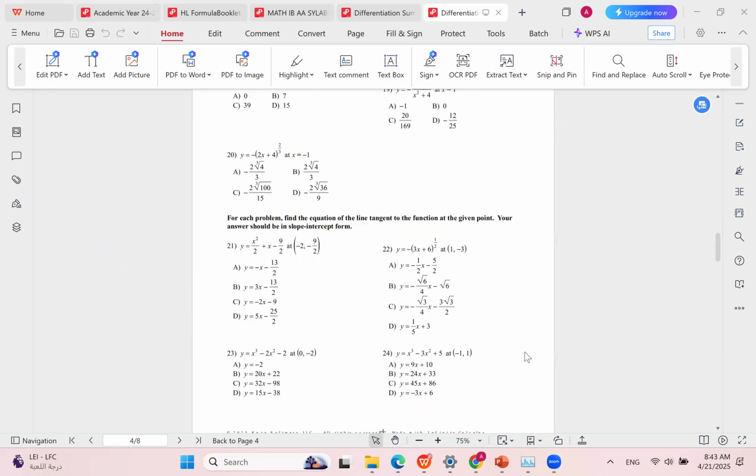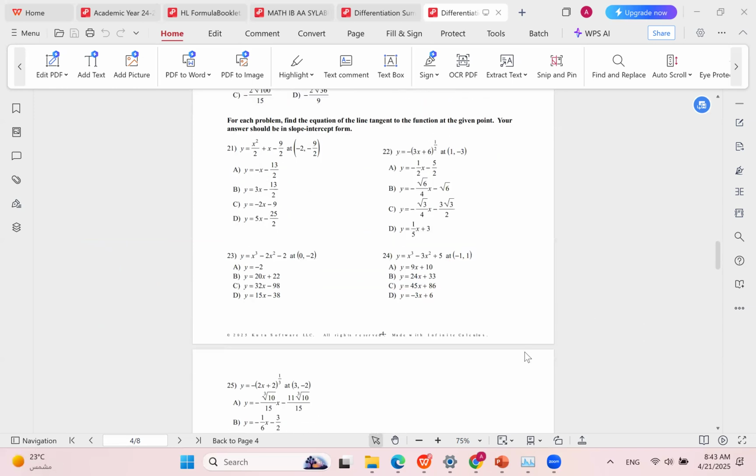Moving on to the next section. Again, questions 22 as well as 25 are beyond your scope, so we're going to ignore those and we are going to do the rest. Here for each problem, you need to find the equation of the line tangent to the function at the given point, and your answer should be in slope-intercept form. To get the equation of the tangent, we need to get the slope and use it as well as the point given in order to create the equation.